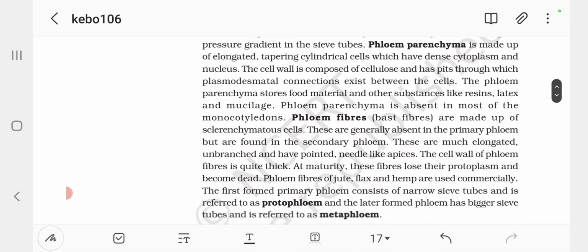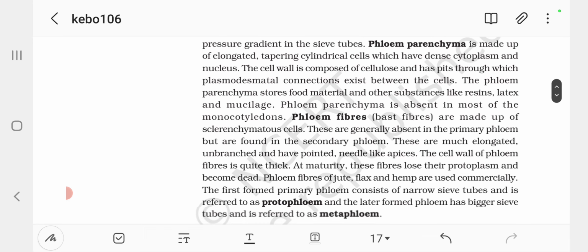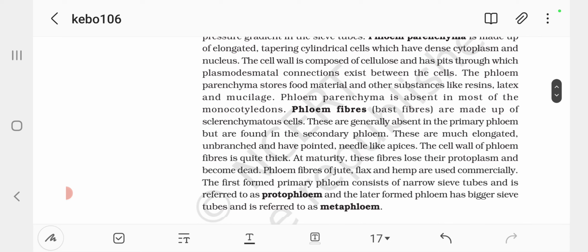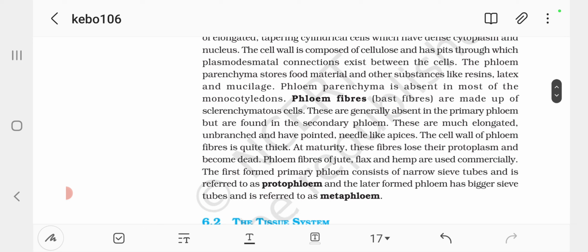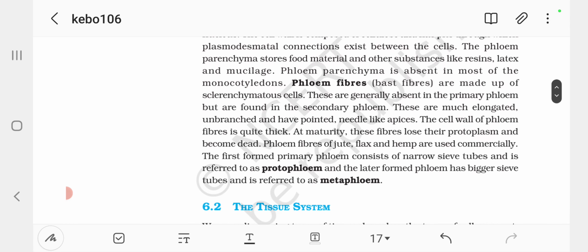Phloem parenchyma is made up of elongated tapering cylindrical cells which have dense cytoplasm and nucleus. The cell wall is composed of cellulose and has pits through which plasmodesmatal connections exist between the cells. The phloem parenchyma stores food material and other substances like resins, latex, and mucilage. Phloem parenchyma is absent in most of the monocotyledons.